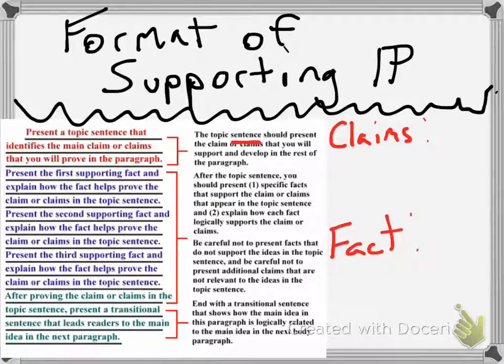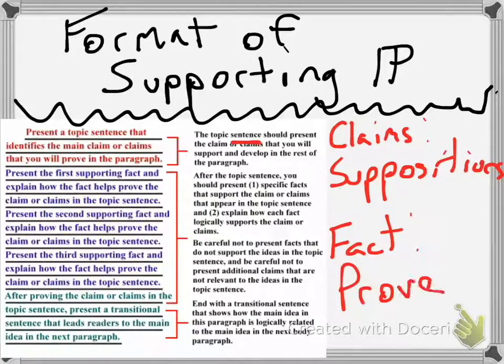So you have to give the fact and then explain why it matters to the claim. Be careful not to present facts that do not support the ideas in the topic sentence, and be careful not to present additional claims that are not relevant to your ideas in the topic sentence. Similar to how your entire essay needs to match up with your thesis statement, your claims need to match up with your topic sentence. And then you end with a transitional sentence that shows how the main idea in this paragraph is logically related to the main idea in the next body paragraph. Remember, claims are suppositions. They're your ideas. You use facts to prove your opinion or ideas.